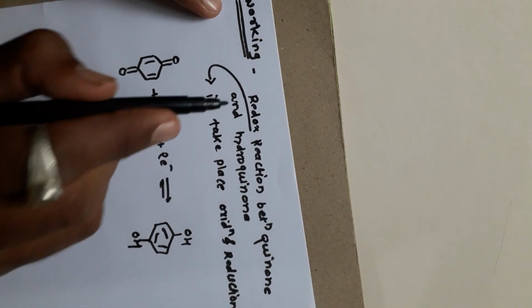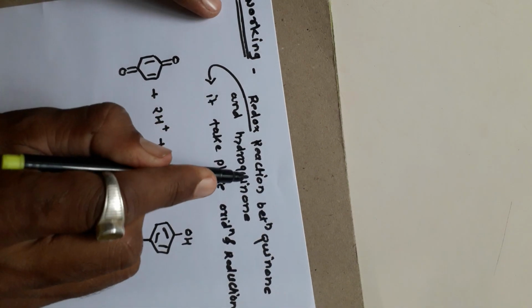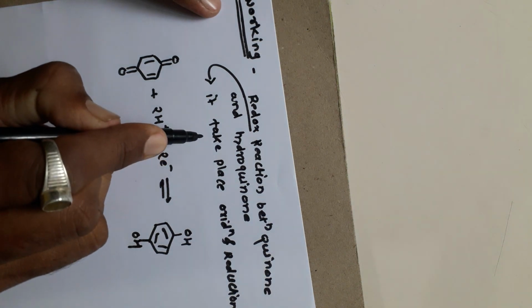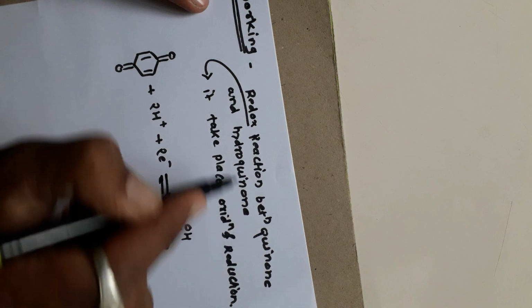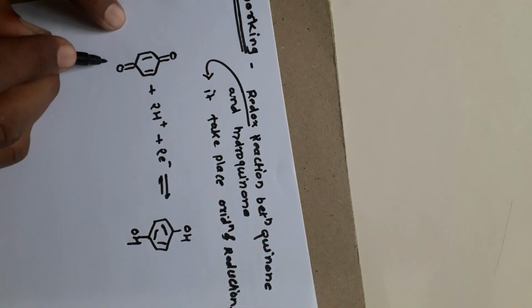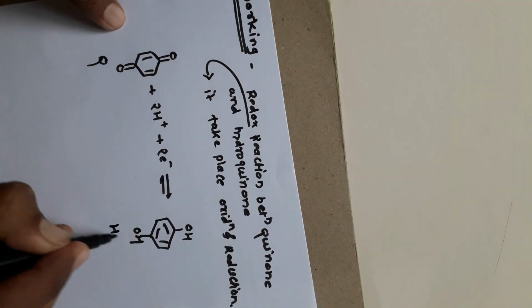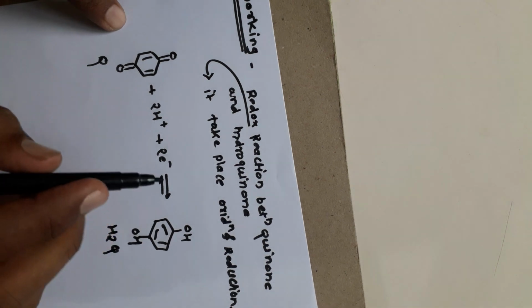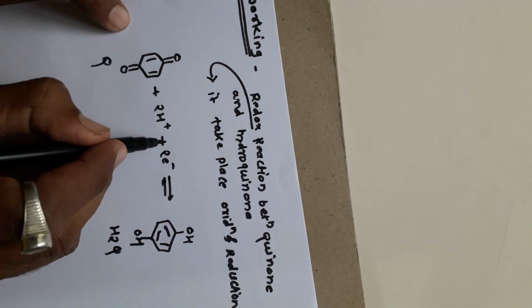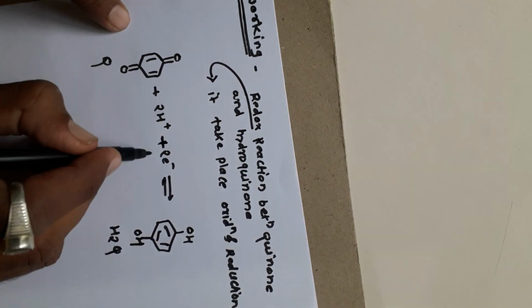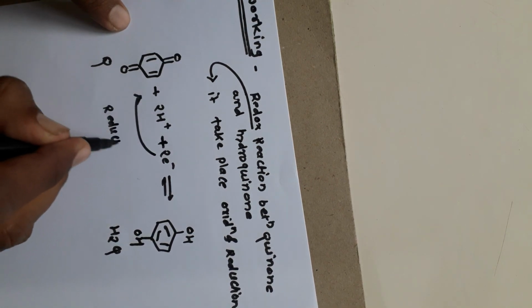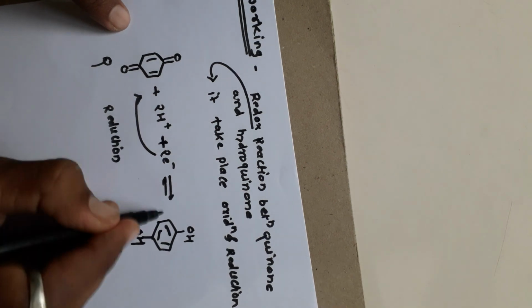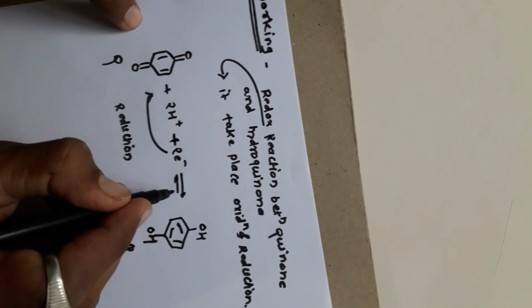The working of the quinhydrone electrode is a redox reaction. A redox reaction means a reaction between oxidation and reduction. The redox reaction takes place between quinone and hydroquinone. This is the quinone and this is the hydroquinone. Here 2 electrons are gained, which means reduction takes place. This is a reversible reaction.